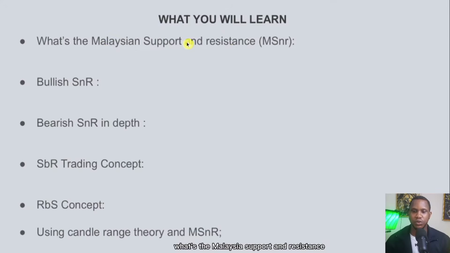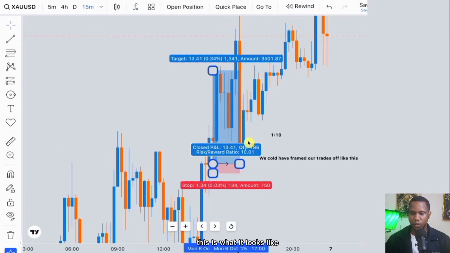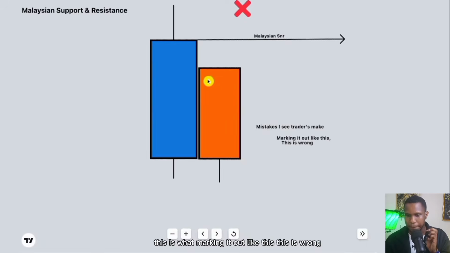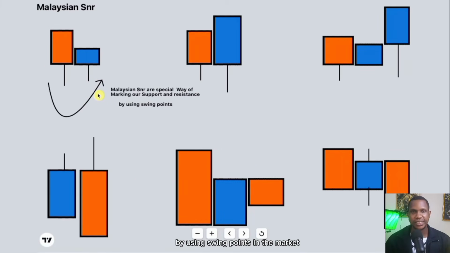What's the Malaysian support and resistance? This is what the Malaysian support and resistance looks like. The mistake I see traders make with this is marking it out like this. This is wrong. Malaysian support and resistance are a special way of marking out our support and resistance by using swing points in the market.